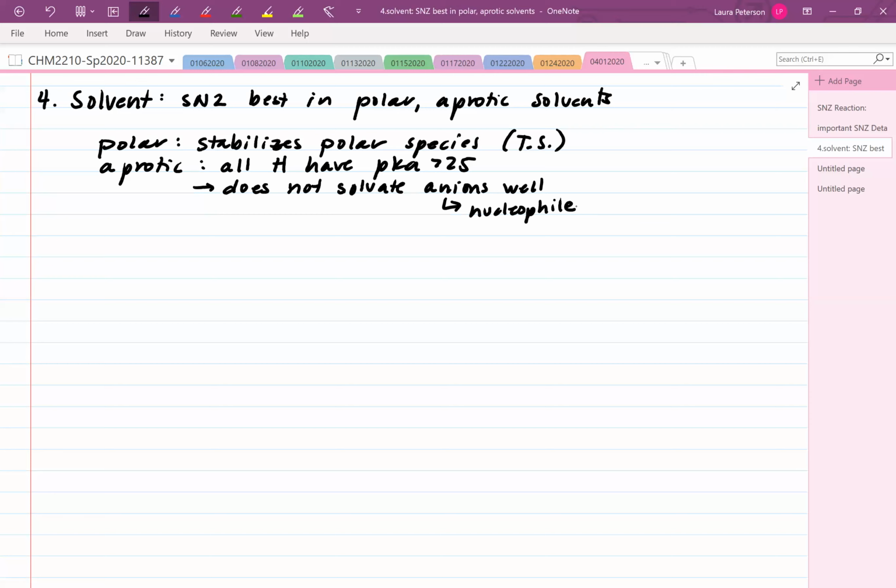Okay, and the way that these protic solvents, so if I had these protons that had pKa's less than 25, they would interact with our anion nucleophile through hydrogen bonding. Okay, so the way that they would solvate is through H bonding. So that doesn't occur when I don't have these hydrogens. And we'll look at an example to illustrate that here in just a second.